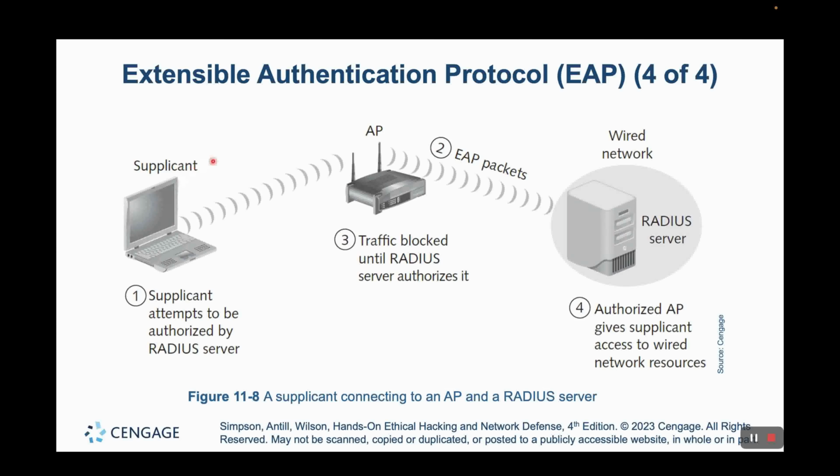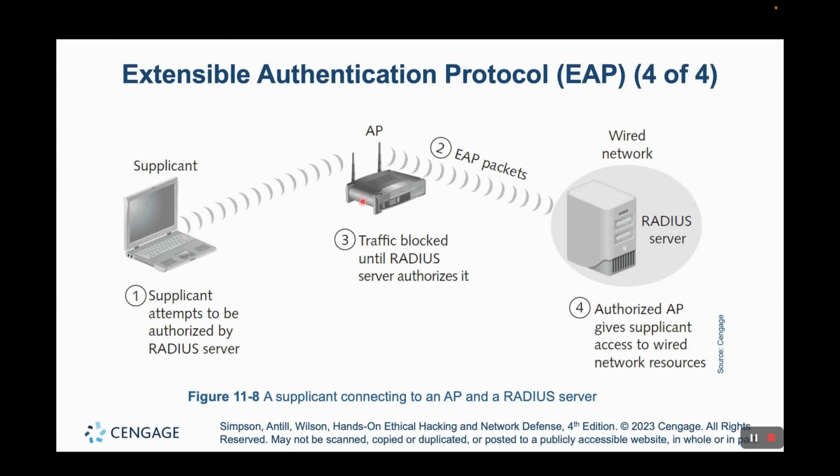And here you could see the three major components: the supplicant, which is the one that attempts to be authenticated by the RADIUS server right here. And this one is the authenticator. The authenticator could be an entity like a wireless access point or a switch that basically acts like a gatekeeper, either allowing or blocking data flow based on the authentication status coming from the supplicant.